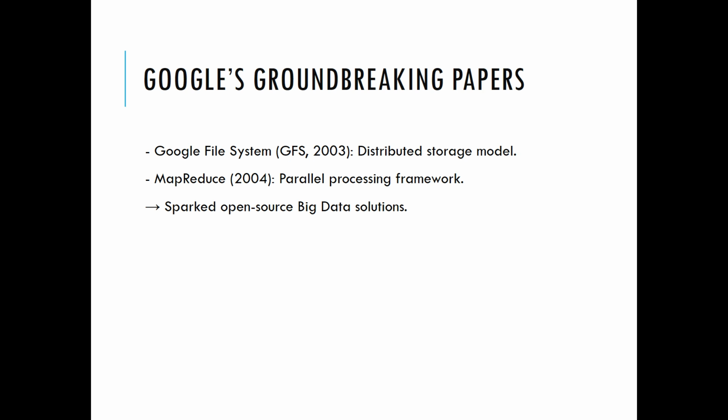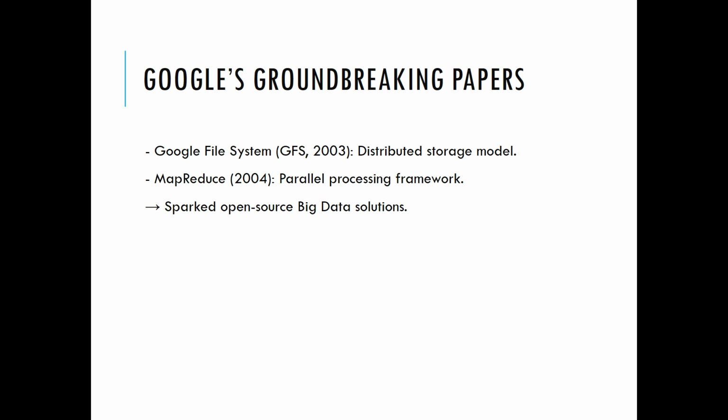Google File System, GFS, 2003. This paper described a revolutionary distributed storage model. Instead of one big disk, GFS split massive files into chunks, typically 64 MB or 128 MB, and replicated those chunks, usually 3 times, across many cheap servers. A master node kept track of where everything was. This provided massive, scalable storage and built-in fault tolerance. If one server died, the data was still available on others.